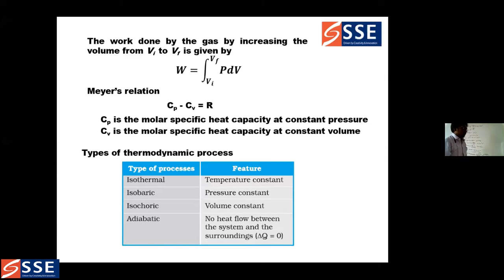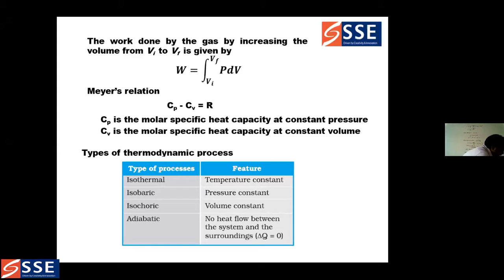Okay, right? This is Mayer's relation. We will get this formula in exams also, but we have to remember this formula. I will give these problems tomorrow. Cp is the molar specific heat capacity at constant pressure and Cv is the molar specific heat capacity at constant volume.